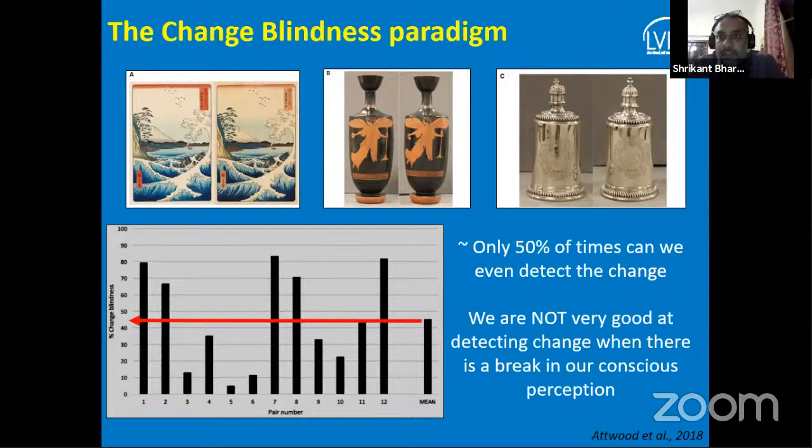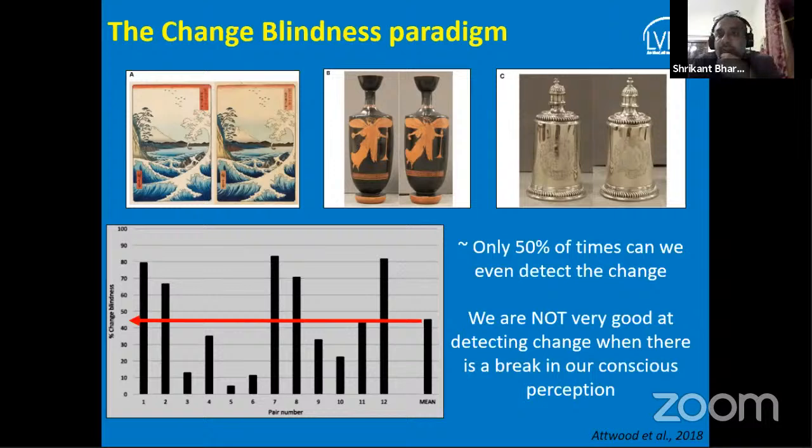So what they did is they went to the museum and identified artifacts of different kinds. Here is a block painting, here is a vase, and here is a thimble that were made several years ago, and there were two copies of each of these made. Because these are all handmade artifacts, there is some difference in the copies. Inherently, that happens because the artisan cannot completely replicate the original.